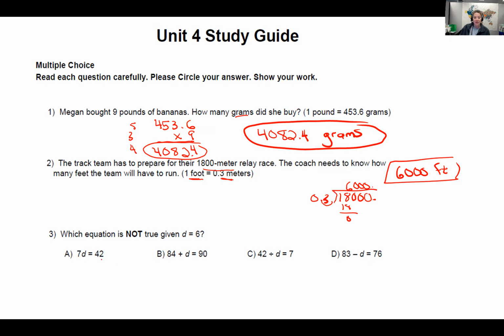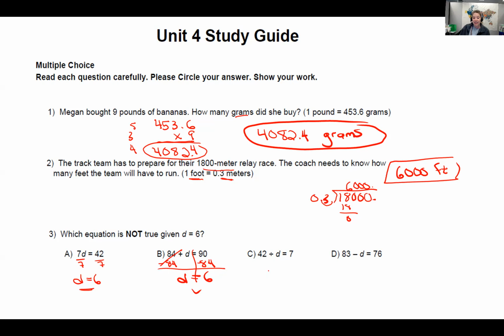All right. Number 3, which equation is not true given d equals 6? Well, if I solve this equation for d, if I divide both sides by 7, 42 divided by 7 is 6, so A is true. If I want to solve for d, the way I would get rid of positive 84 is to subtract 84 from both sides. So I would find out that d is 6 here as well. So that's true.